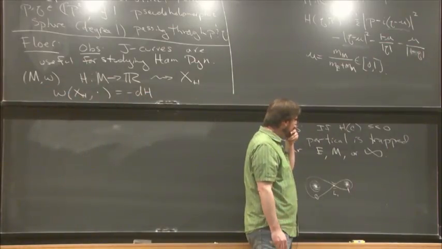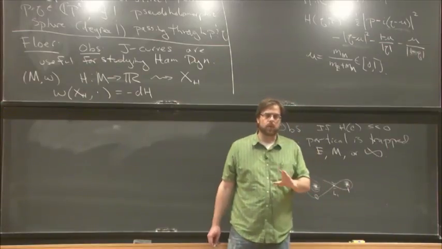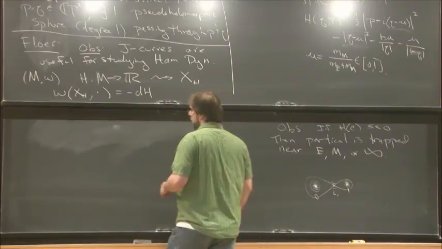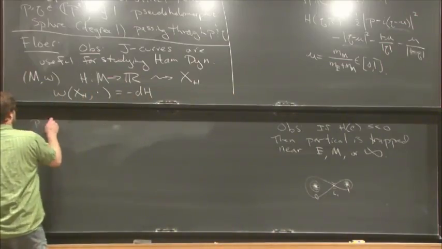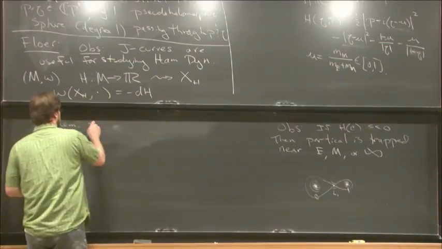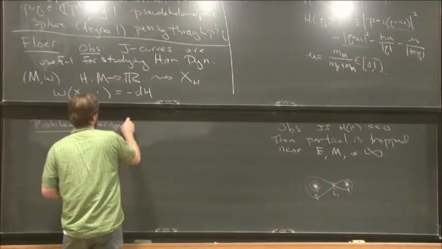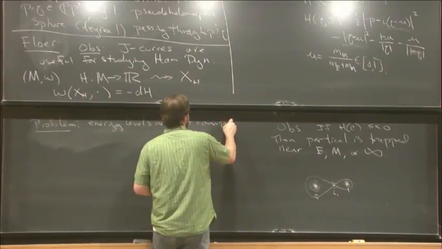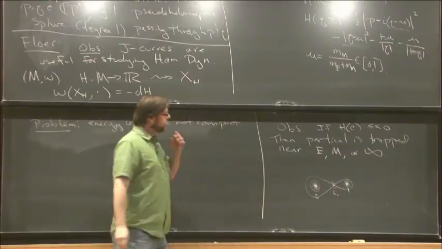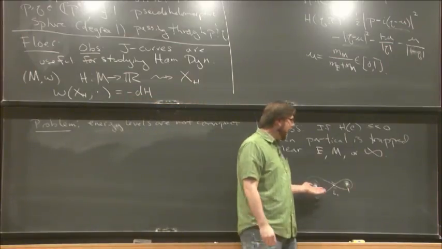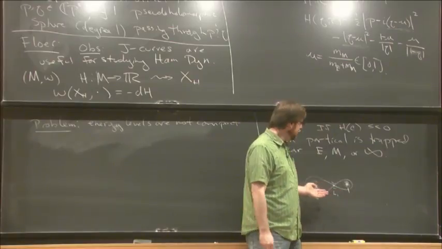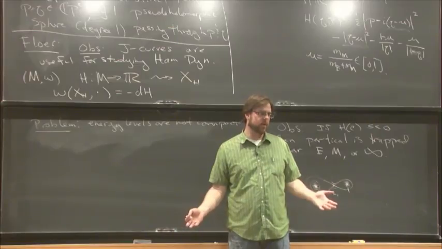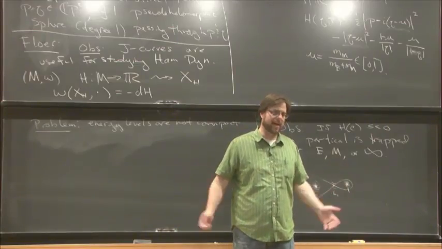So this is what we'd like to study. But we have a bit of a problem. We want to transition back to pseudoholomorphic curves in a minute, but we have this problem, which is that energy levels are not compact. In particular, essentially what's going on here is that at any energy level, even below the first Lagrange point near the Earth or the Moon, your particle could crash into the planet. We have this non-compactness issue that has to be dealt with.